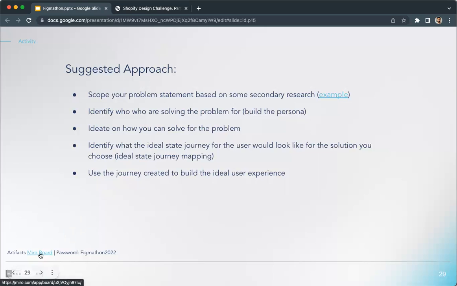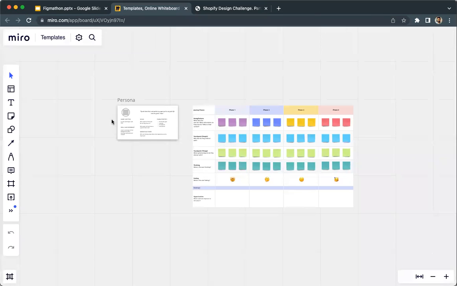I have created a Miro board. There's a link to the Miro board here with the password. So there are templates in here. Miro is a free tool.